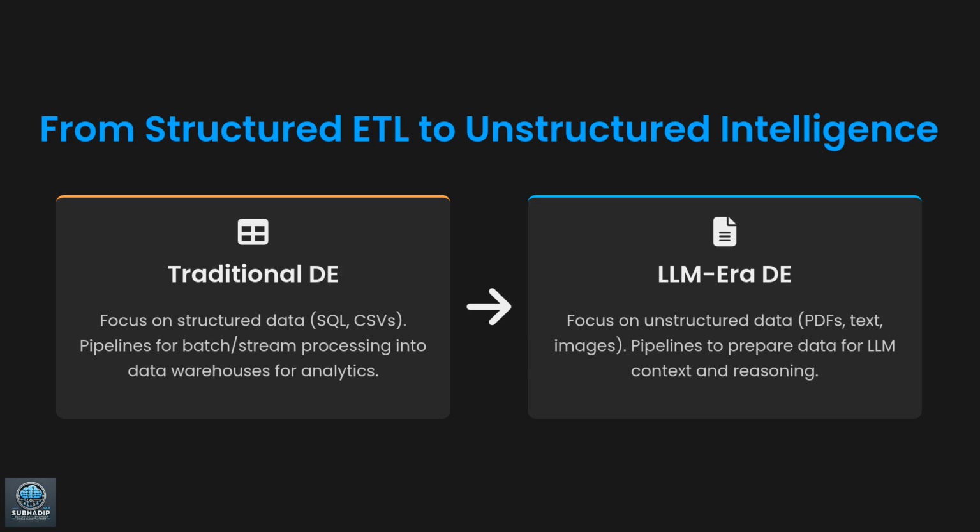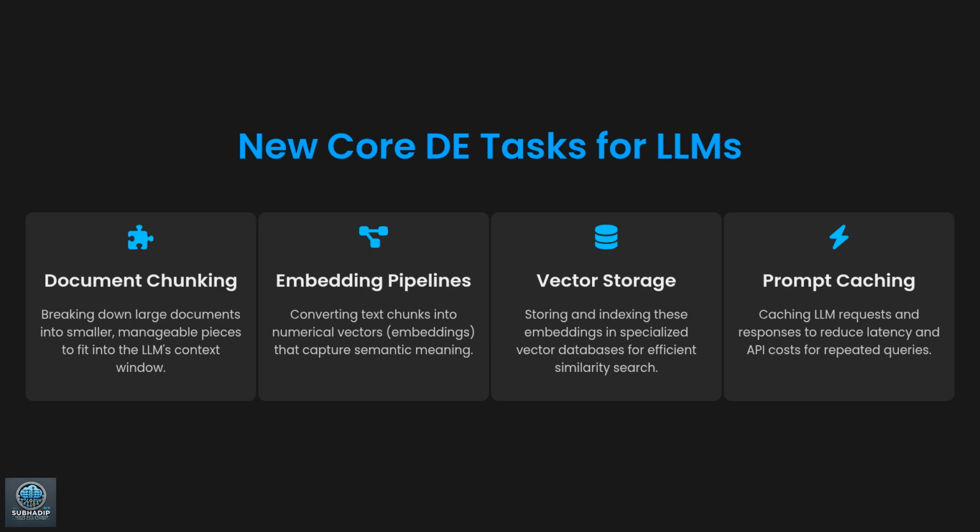Traditionally, data engineering has been about handling structured data. We build ETL or ELT pipelines to move data from databases and APIs into warehouses for business intelligence, but with LLMs, the focus is shifting dramatically. We now need to process vast amounts of unstructured data, like PDFs, text documents, and images, to make them understandable for AI models. This shift introduces new core responsibilities for data engineers.